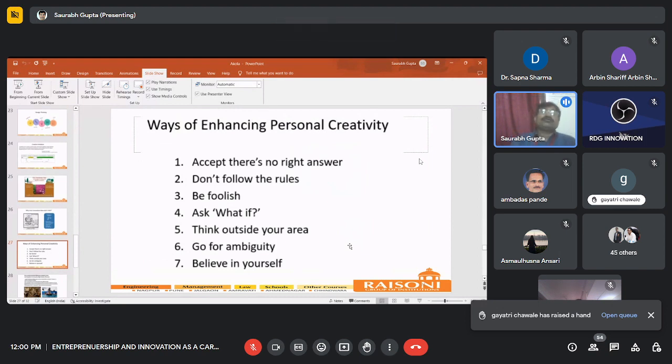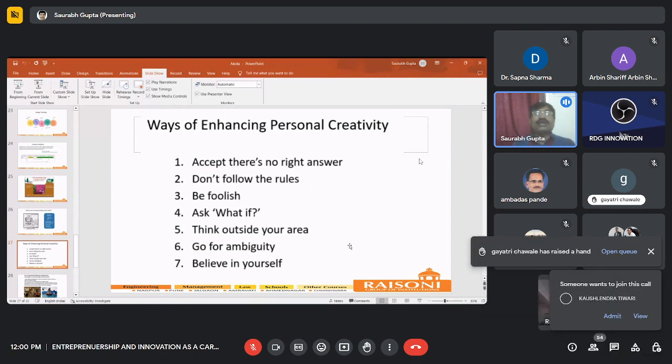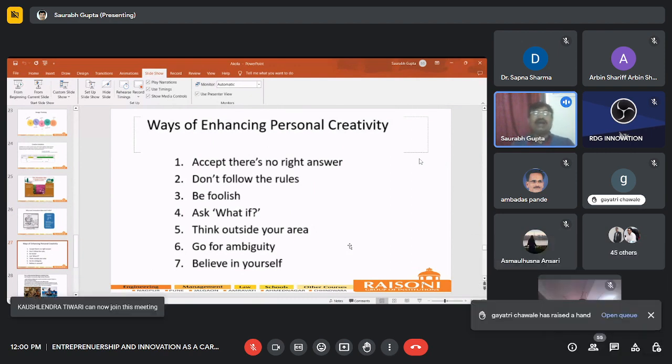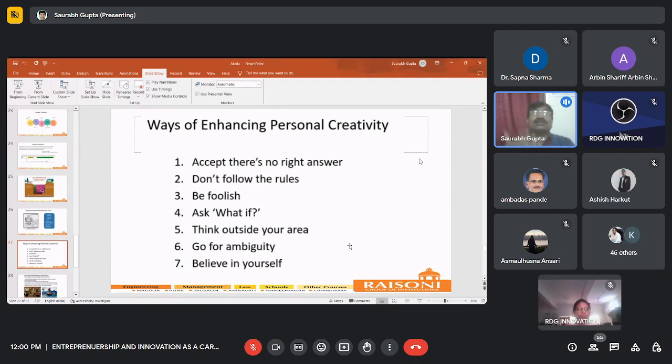Now, what are the ways of enhancing personal creativity? First of all, accept there is no right answer. Don't follow the rules. Be foolish. Ask what if. Think outside your area. Go for ambiguity and believe in yourself. A normal person can create things, but you have to become a certain type of foolish in nature. You have to accept abnormality, then you can create something.